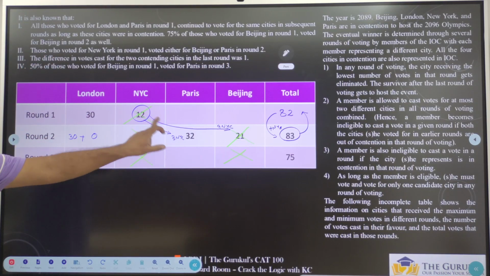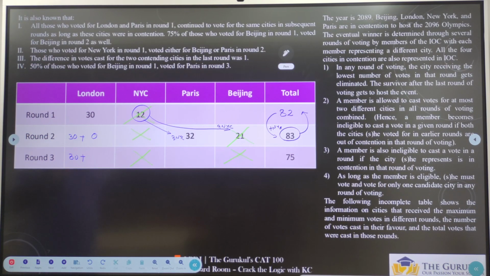Okay, now let's look at this other information. In this 32, already 3 are New York City people. Okay, let's hold that for now. And we should place New York City representative also. Okay, so we are not concluding anything. All those who voted for London and Paris in round 1 continue to vote for the same cities in subsequent rounds as long as the cities are in contention. Okay, London and Paris, they will keep on continuing.